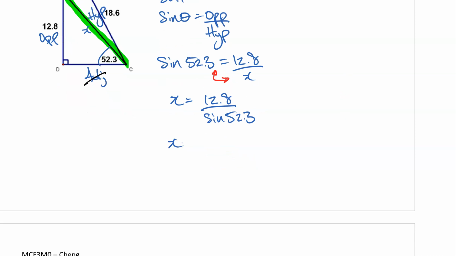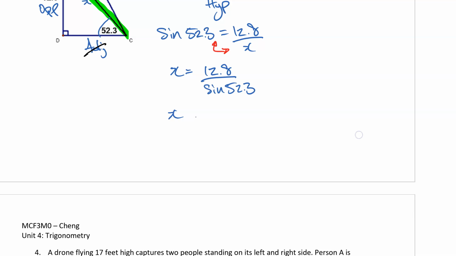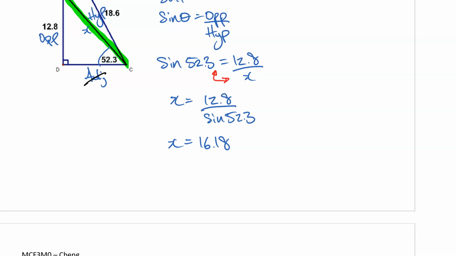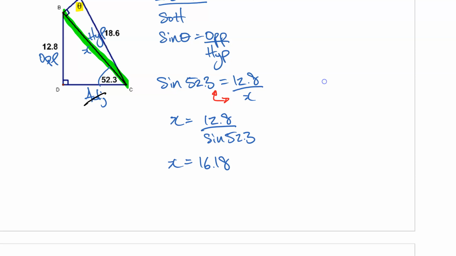X turns out to be 16.18. Okay, and I'm going to call it 16.18. I know I could round it more, but leaving it to the hundredths is probably a good idea because I need to use that information to carry on and figure out the other part.